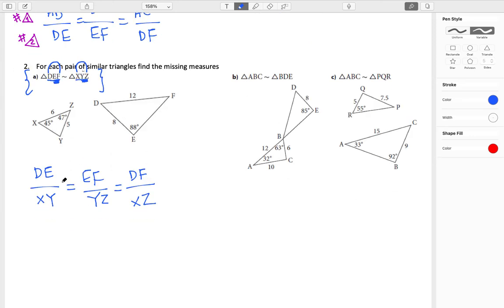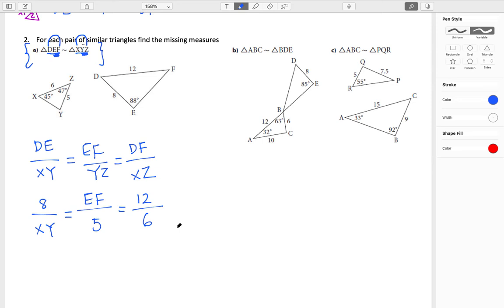Now that we have the proportionality statement, let's fill in the information that we know. It looks like DE is 8. XY, we don't know what XY is, right? It's blank. Equals EF, we don't know EF. YZ is 5. DF is 12, and XZ is 6.